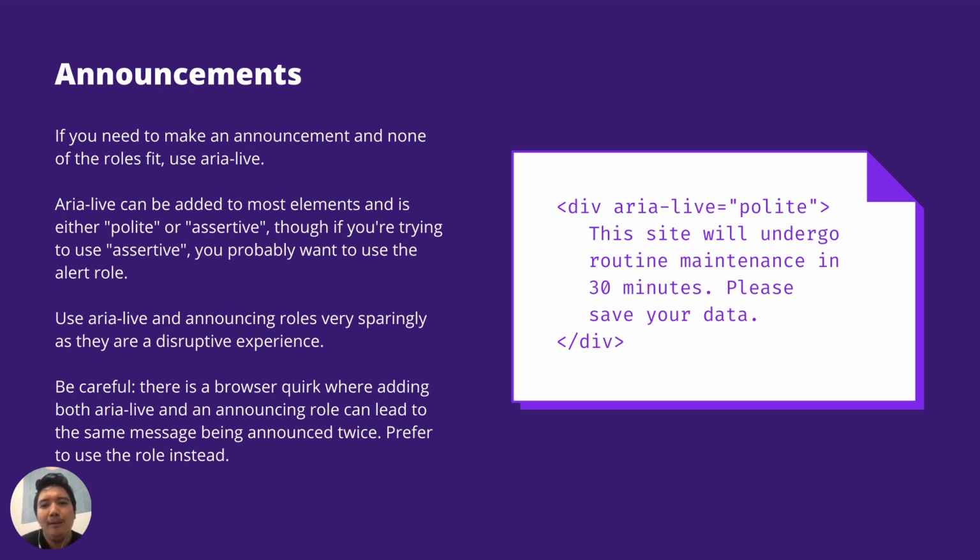So here we're at aria-live because polite. One could make the argument that this is a status, but I just wanted to show you an example. This site will undergo routine maintenance in 30 minutes. Please save your data. So here, you're just trying to show a quick message. It's not too long, but it really clarifies what's going on. That's going to be really useful for messages that are quite obvious to visual users because it shows up in a broad color, and you want to provide the same experience for screen reader users.